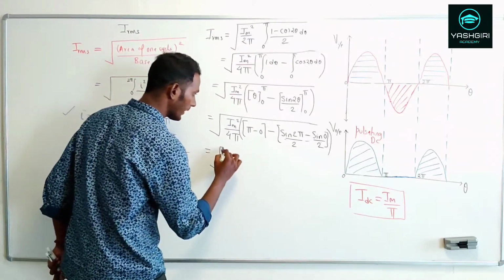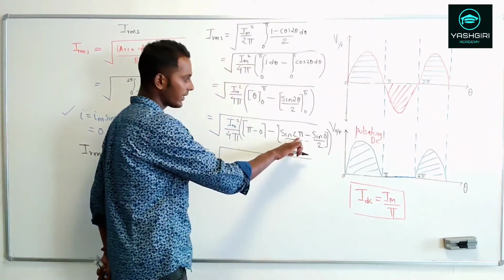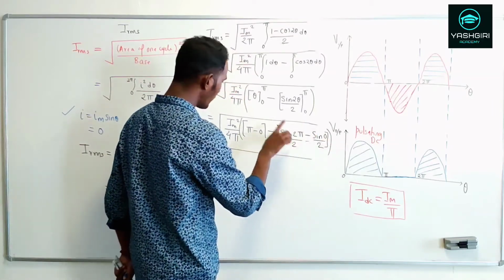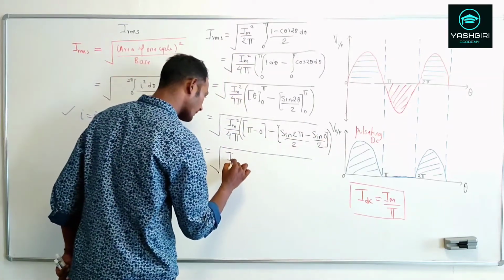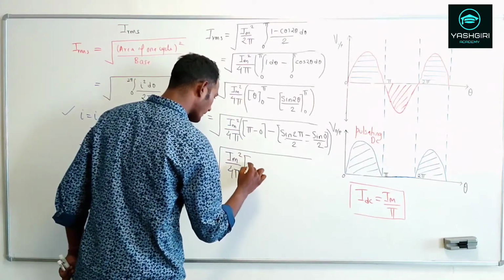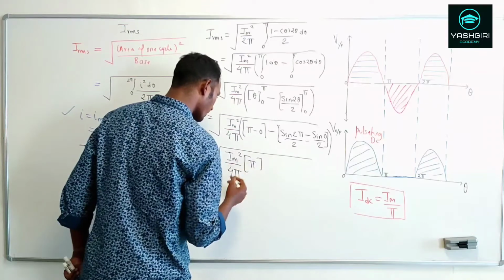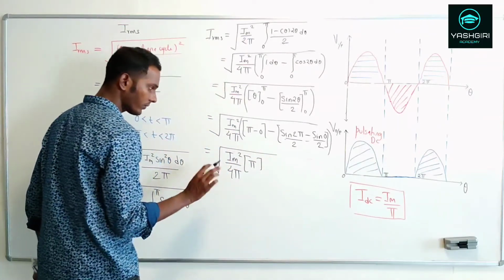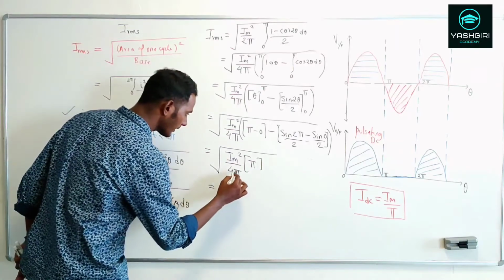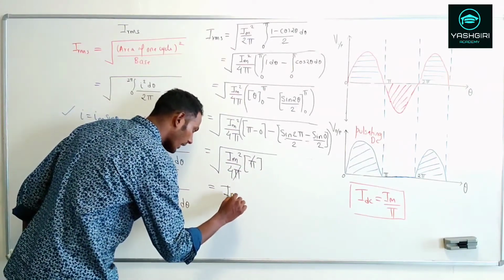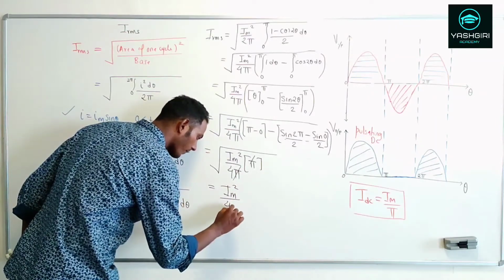So here what I'll get is sine of 2 pi is 0 and sine of 0 is 0. So this entire term becomes 0. What I'll get is Im square upon 4 pi, and this is my pi as my answer. So simply I can cancel this pi term out. Pi gets cancelled out, so I am left with Im square by 4 pi, and that's the square root of this.